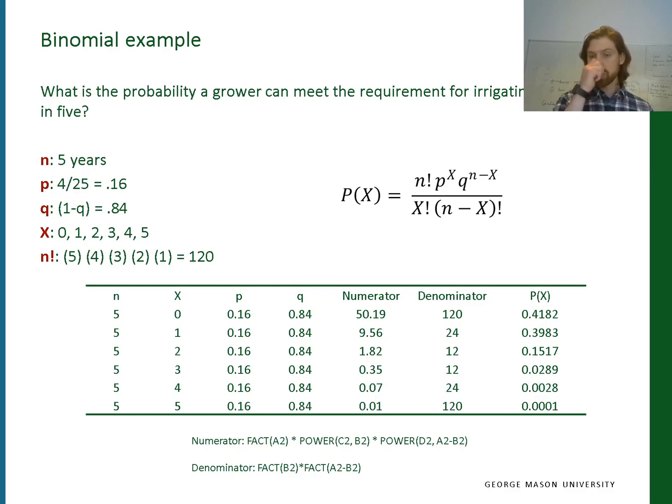So we need to calculate using the binomial distribution. I've repeated the question just up here. We know that the number of years that we're interested in is 5. We know that the probability of requiring irrigation is 16%, so 0.16. The complement is 0.84. The different potential outcomes are from 0 all the way up to 5, so you could have no irrigation required, 1 year of irrigation required, 2 years of irrigation required, all the way up to 5 years of irrigation required over those 5 years.